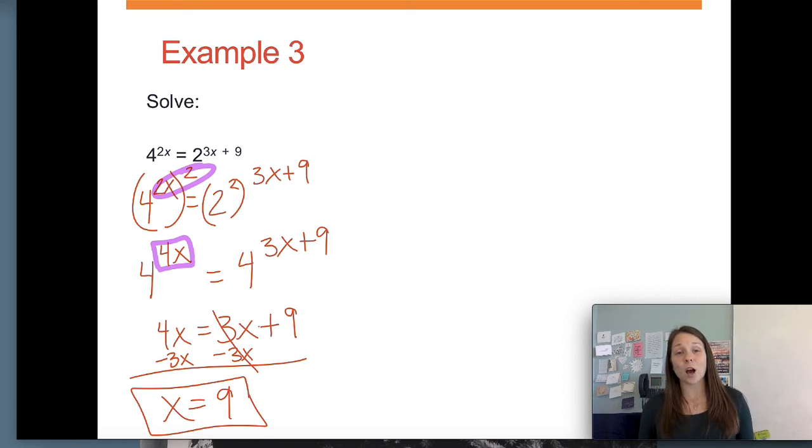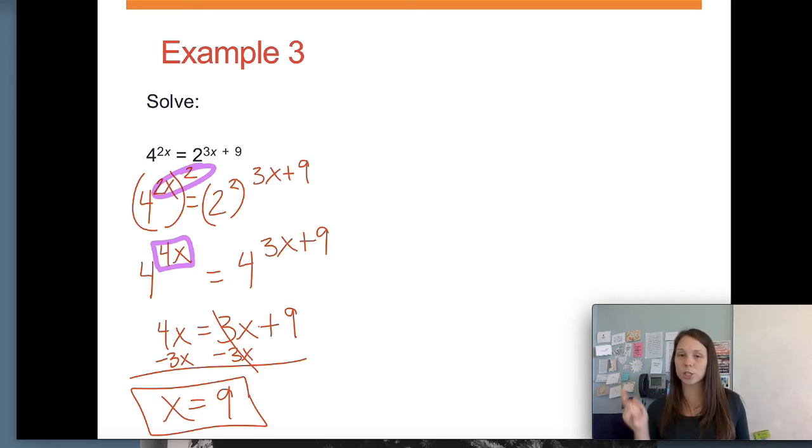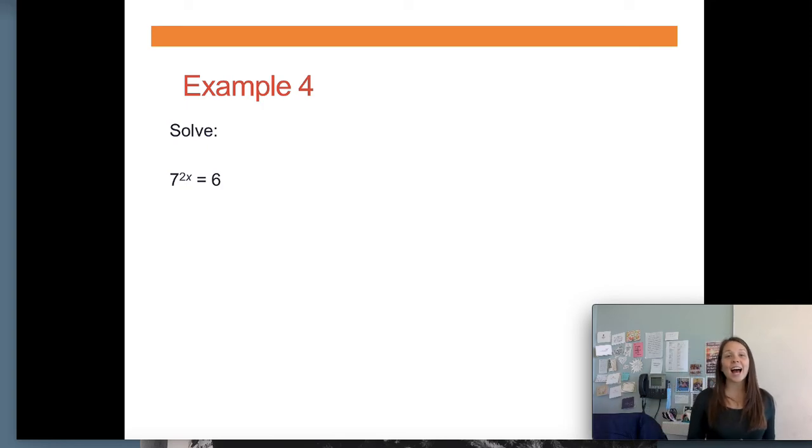So now that we've talked about changing bases of exponents to match to solve these equations, let's switch gears to when you can't make that happen. Which is what example 4 is, because notice here, I have 7 to the power of 2x equals 6. Well, there's nothing I can do to change 7 into a base of 6 or 6 into a base of 7, it's just not going to happen. And I can't just divide by 7 because 7 is an exponent.